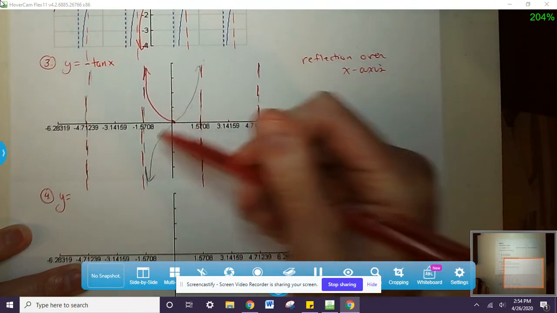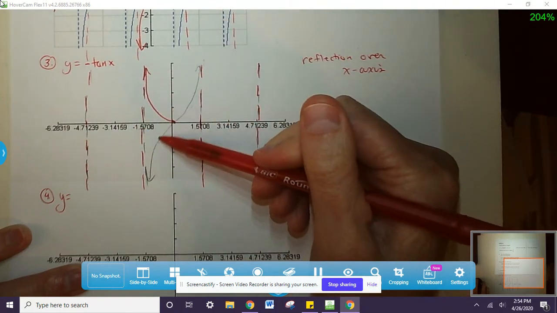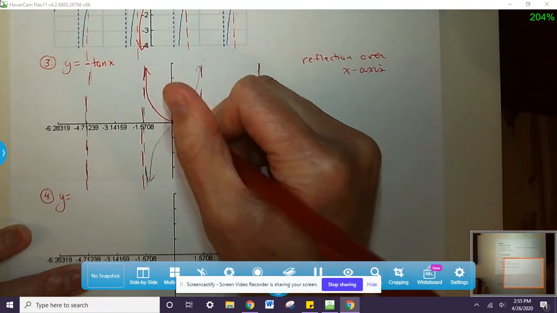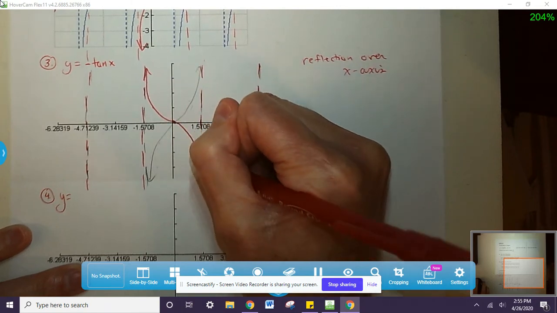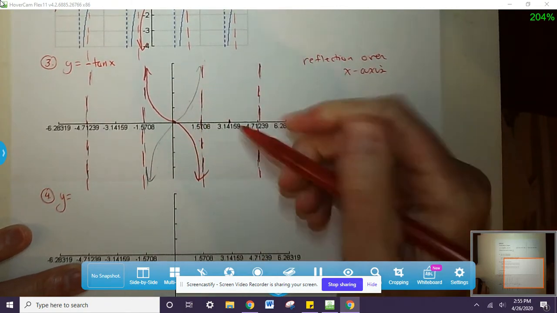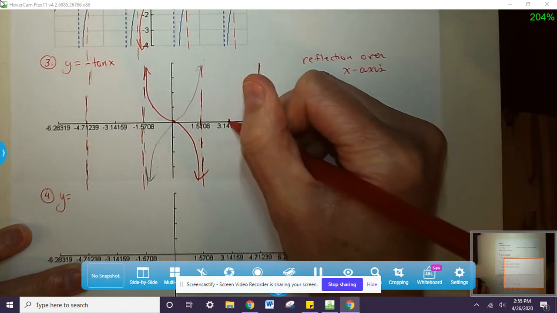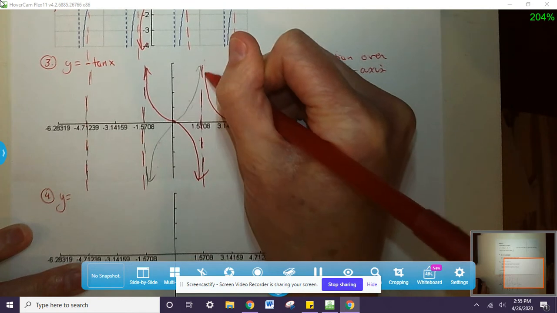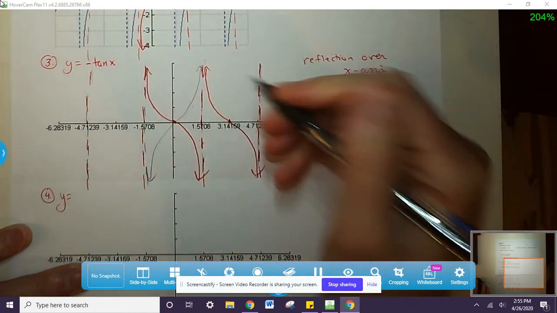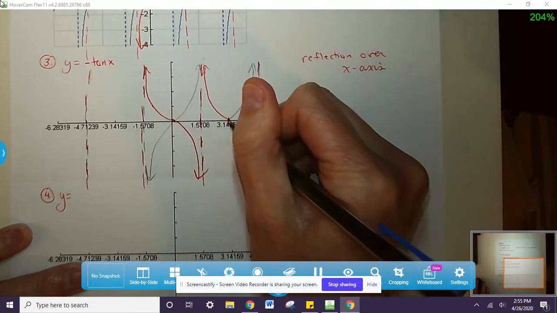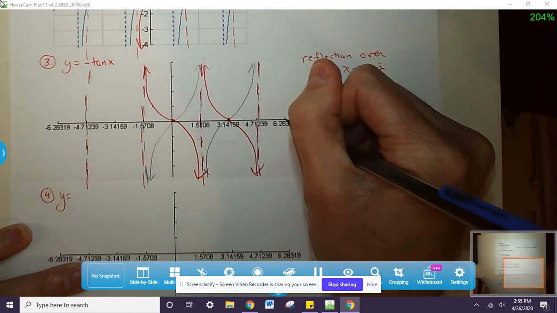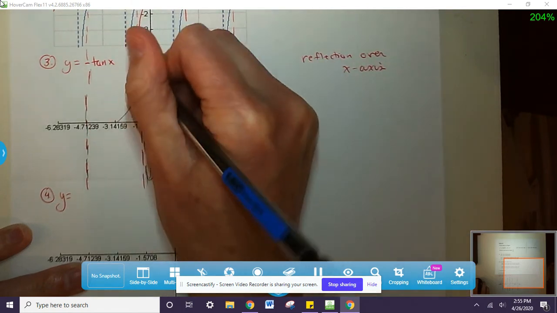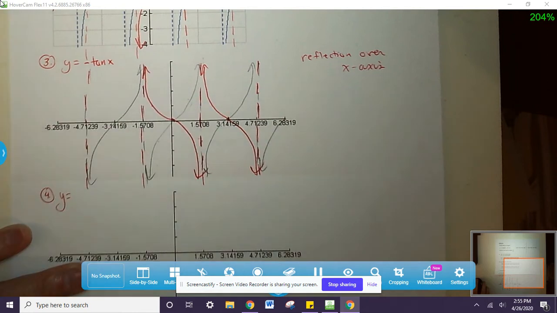I should have looked at it this way, actually. So this piece flips up. This piece flips down. And then over here, instead of going up to the right, you're going to go down to the right. And instead of coming down to the left, you're going to go up to the left. So if you can draw that in, go ahead and finish the graph. And if anyone feels more comfortable putting in the original first, then do that. No big deal. Whatever way you're more comfortable.